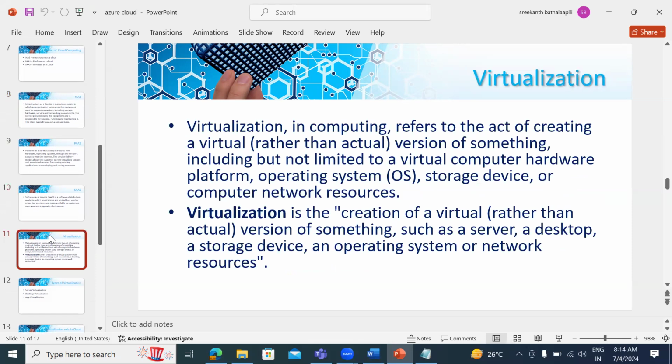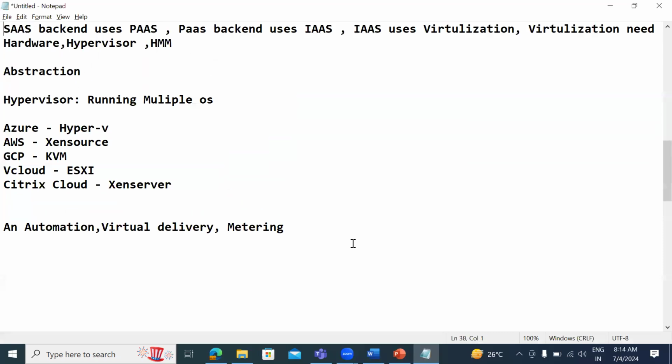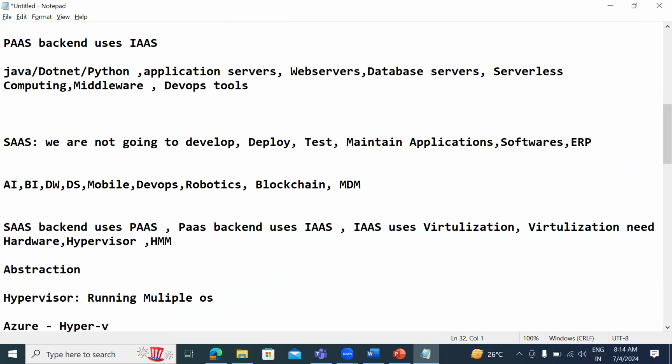Sir, I have one doubt regarding PaaS. If you could help me with one example: PaaS is platform-based services, and you had mentioned Java, .NET, Python, etc. So what exactly does it mean? Will it provide us an already built platform, like a pre-built Java platform, pre-configured environments, where we can easily deploy?